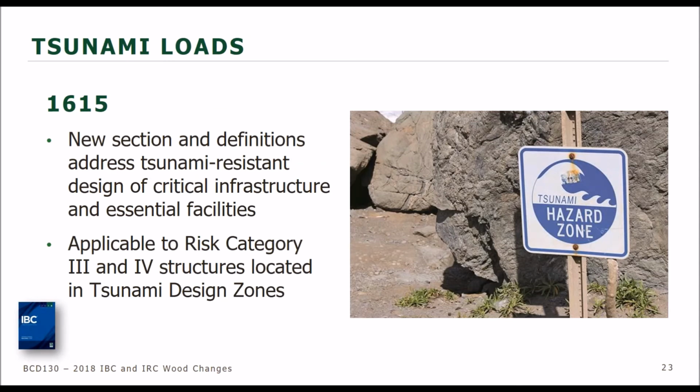And now we're traveling into other areas of the country where we may have some risks of tsunami loads. And there are many coastal communities in the Western United States and on islands in the Pacific Ocean, which need tsunami resistance design for critical structures and essential facilities. So there's a new section, 1615, for tsunami loads needed to address for design of these areas, and risk category 3 and 4 structures.